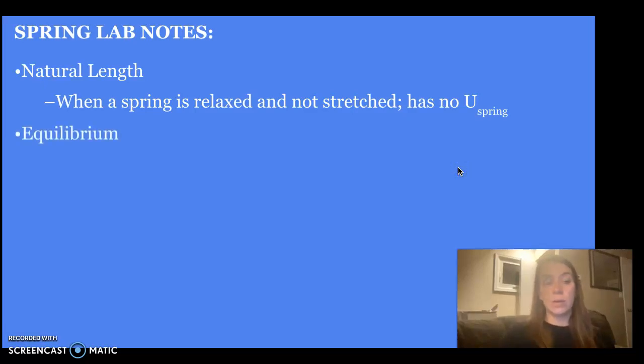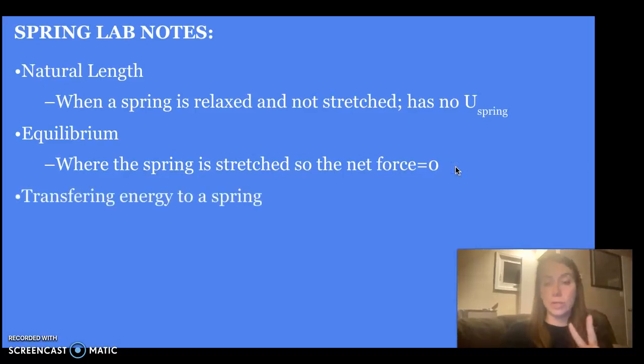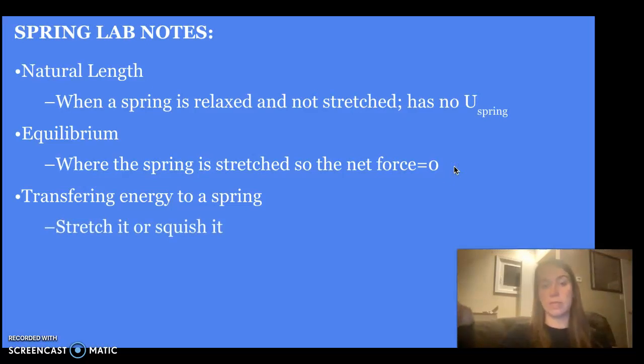You also want to think about equilibrium. Equilibrium is when the spring is stretched, but there's no net force. We can stretch it. It can be at rest. There can be spring potential energy stored inside of it, but the net force is 0. So that would be an equilibrium point. And there's 2 ways to transfer energy to a spring. You can stretch it out, then there's spring potential energy, or you can compress it, squish it, okay? That's another way to transfer energy to a spring.